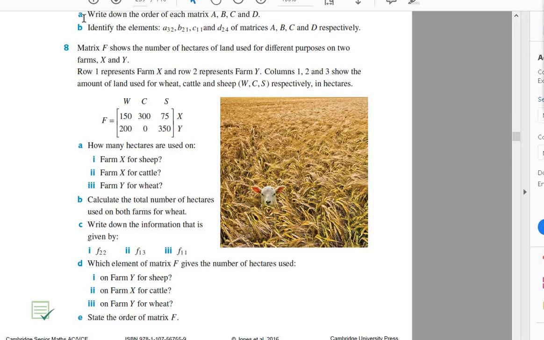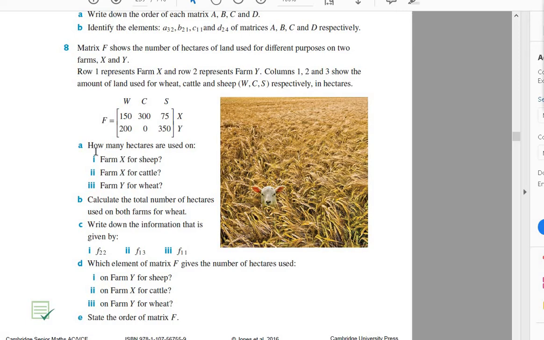Yeah, go for it. So it says matrix F shows the number of hectares of land used for different purposes for farm X and farm Y. All right. Now your rows represent the farms: row 1 represents farm X, and row 2 represents farm Y. It says your columns 1, 2 and 3 represent wheat, cattle and sheep, represented by W, C and S.